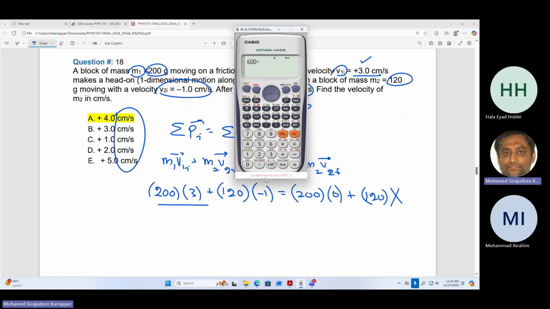Minus, I'll put the minus straight away because I can see there's a -1 multiplier, so minus 120, and equal sign. And this is 0, you don't even bother to write it. 120 multiplied by X. That's it, you don't have to worry about anything. Let the calculator do the job for you. Shift calc. This is not the answer, that is from our previous calculation. The answer is plus 4. When you don't see a sign, it means plus, right? So plus 4.